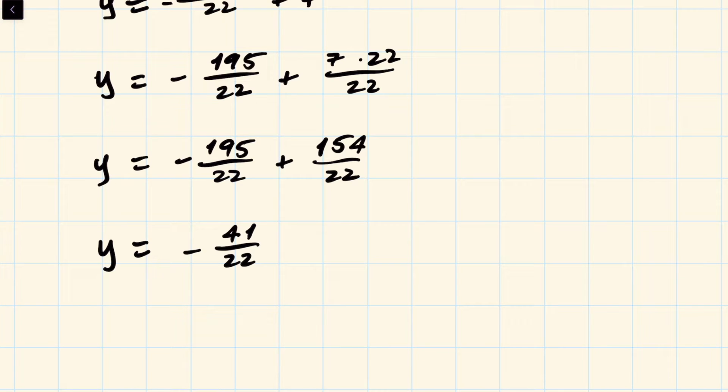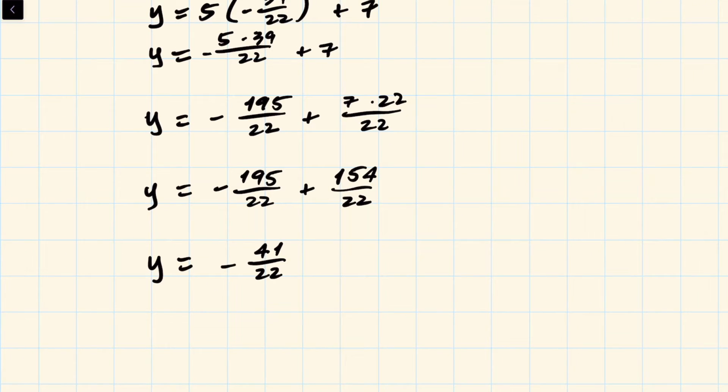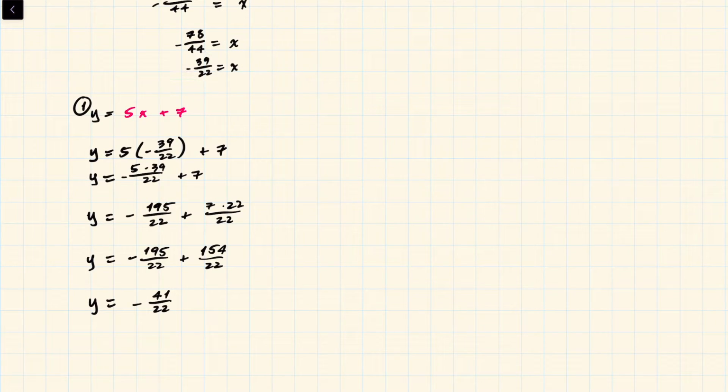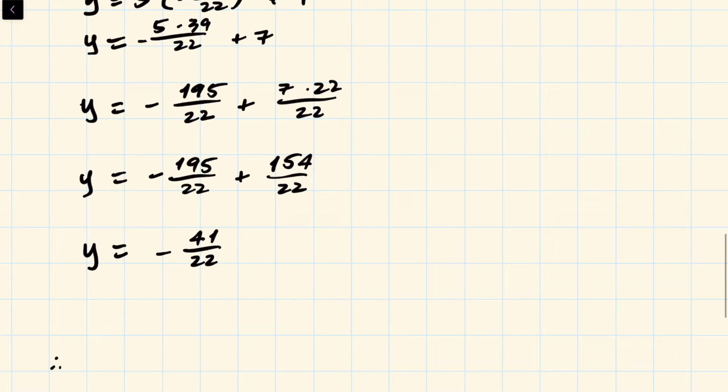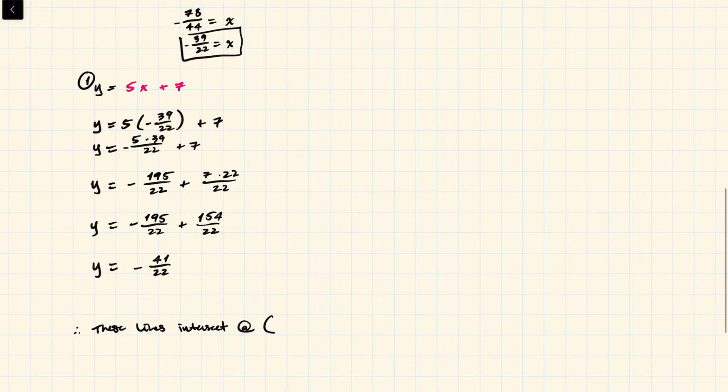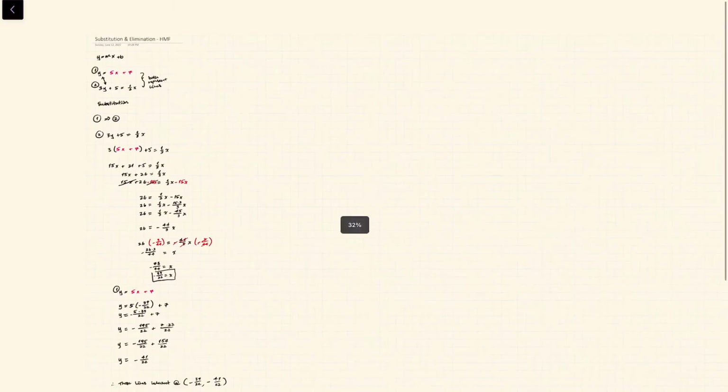Can this be simplified? I don't believe so. So yeah, now you have your x and your y here. So now you can put a conclusion statement saying, therefore, these lines intersect at the point, so that's our x, negative 39 over 22, negative 41 over 22. Right, that's our point. Okay. And yeah, that was a little lengthy, right?